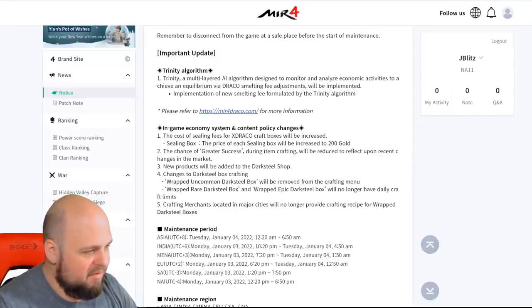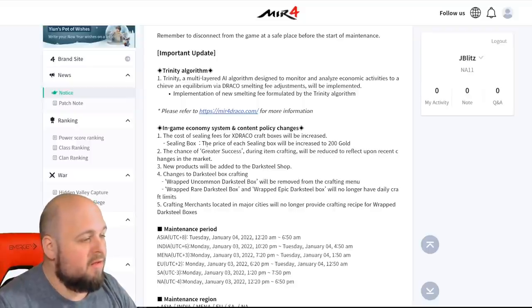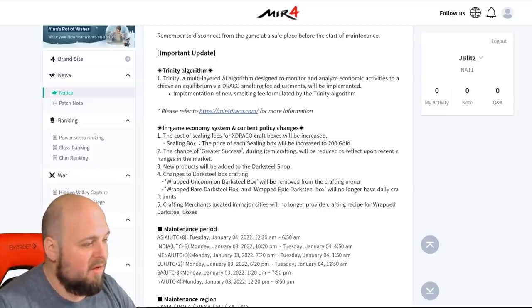In-game economy system and content policy changes. The cost of ceiling fees for EXDRACO items or EXDRACO craft boxes will be increased. The price of each ceiling box will be increased to 200 gold. I believe right now it's 100 gold. The chance of greater success during item crafting will be reduced to reflect upon changes in the market.